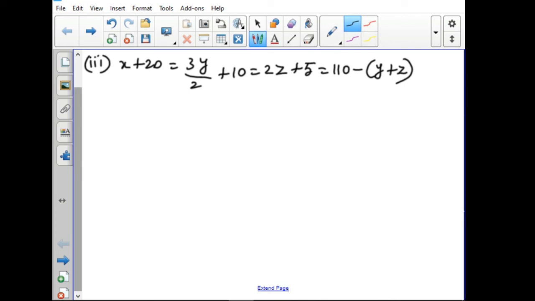Third one also they have given in another method. The first one they have given in the normal equation. The second one also they have given x, y, z in the denominator, and the third one also they have given in a different method.